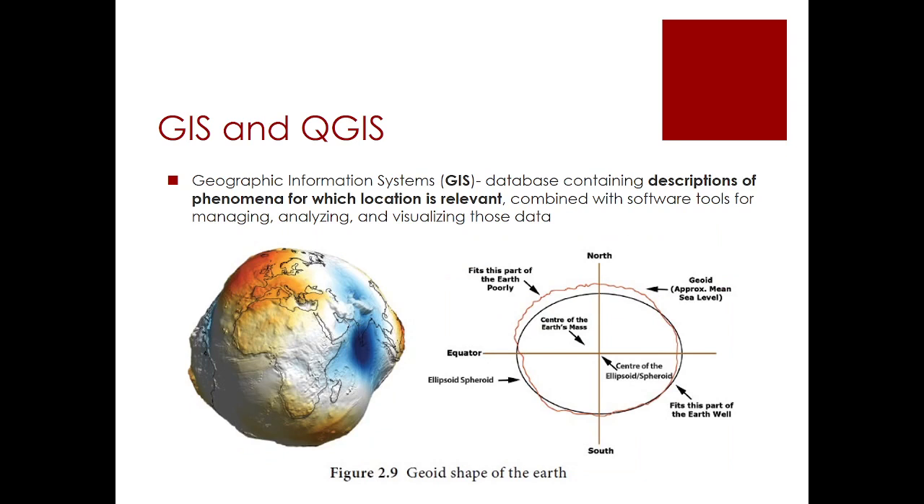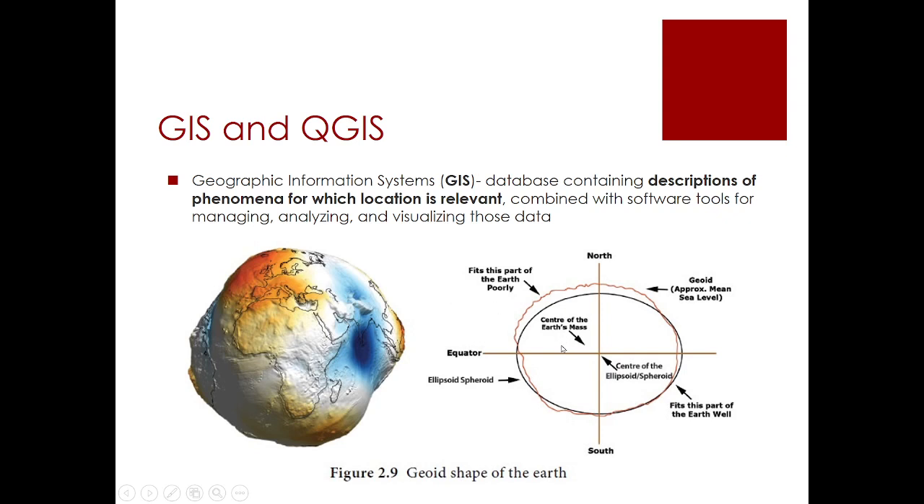And then in a more general sense, GIS is a database containing descriptions of phenomena for which location is relevant. On the screen, you can see what the Earth would look like without the oceans, without the bodies of water. So we get this popular image of the Earth as perfectly circular, or a sphere, but actually it's more of a geoid shape. So you see the different bumps here, and it looks like a potato basically.